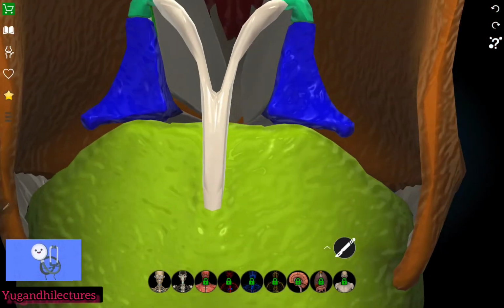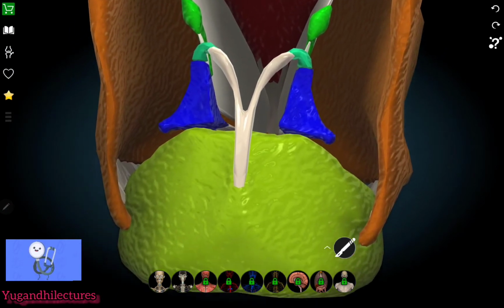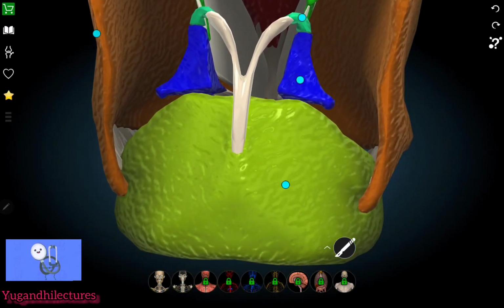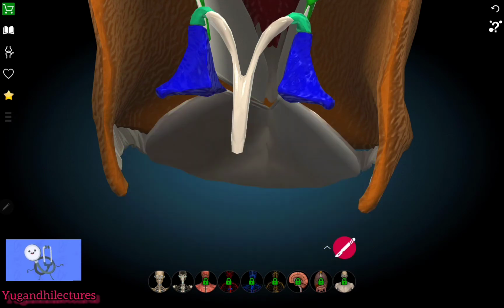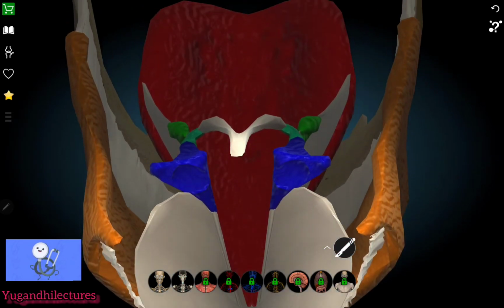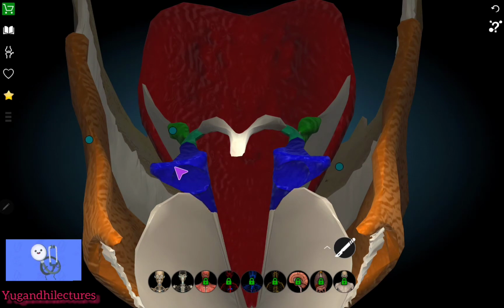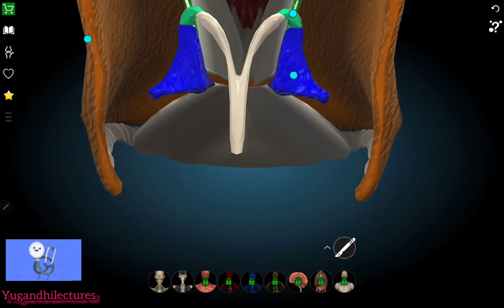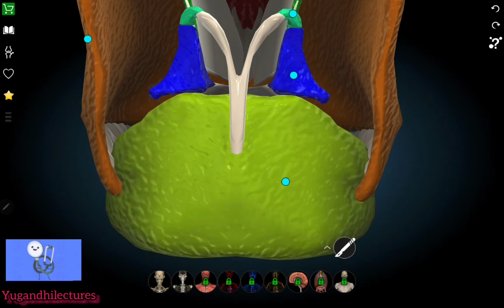Now coming to the base of the arytenoid cartilage. The base of the arytenoid cartilage is concave in nature. I am going to remove the cricoid cartilage so that you could appreciate the concavity of the arytenoid cartilage. You can see here the base is concave in nature. This concave portion of the base just articulates with the convex portion of the cricoid cartilage, that is on its upper border.